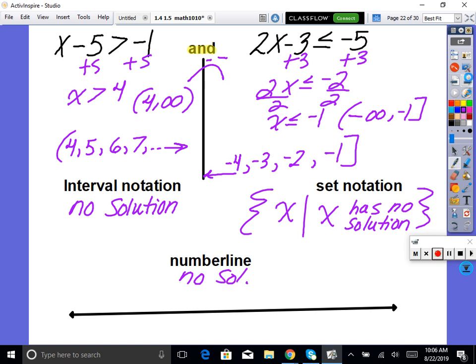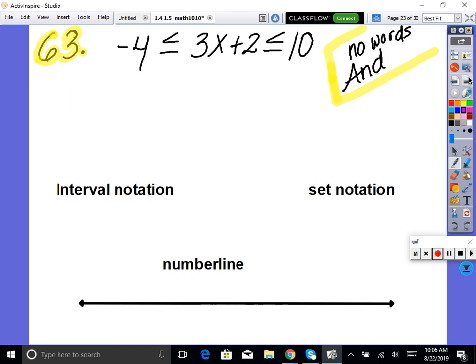All right, now here is one more fun fact for you. When you're solving, this is number 63 if you're curious. When you're solving, notice there's no "and" written. It's all merged into one. This is still a compound inequality. It's just they've already put it together. So if you ever see this type of situation, it's always "and." And it will actually just work out. The math will work out to be an "and" one.